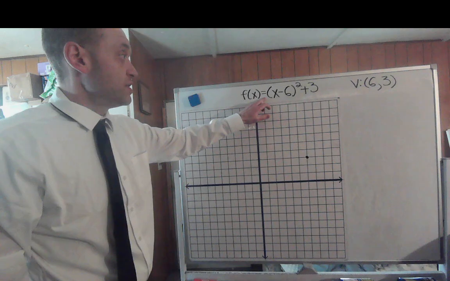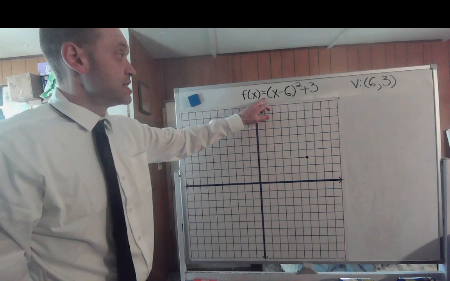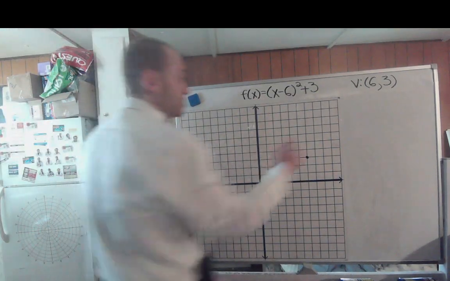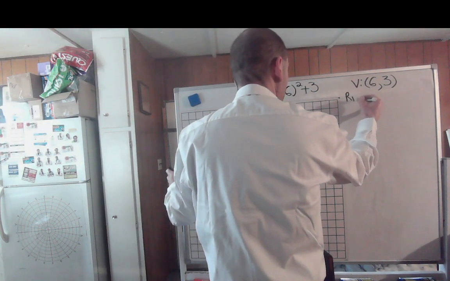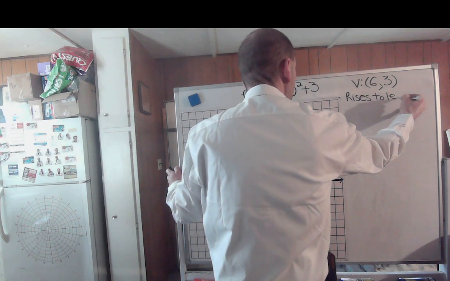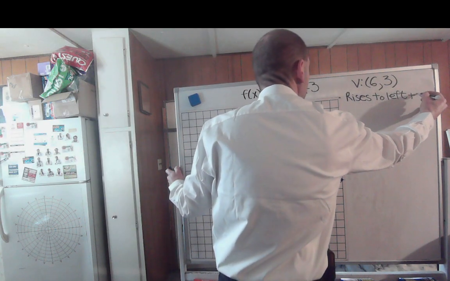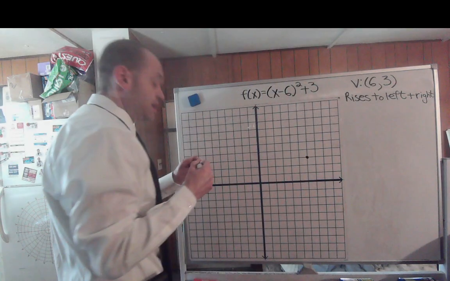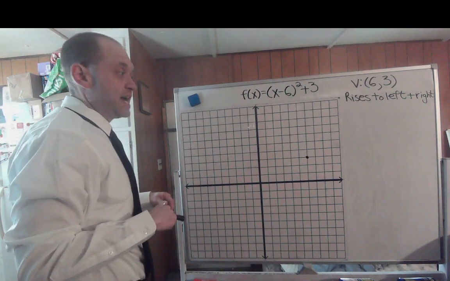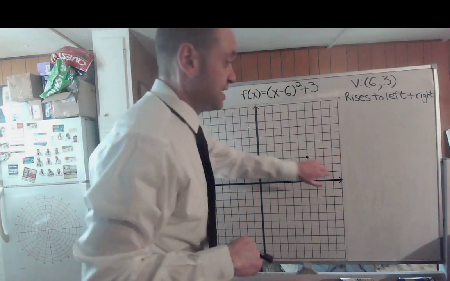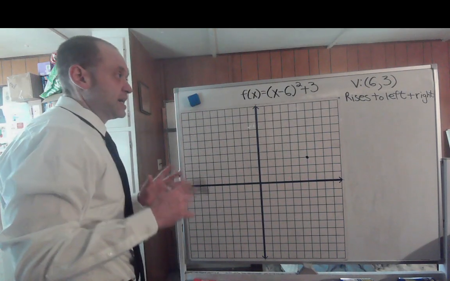Now, let's look at that coefficient. That coefficient, of course, is going to end up being a positive 1, so it's going to rise to the left and right, which should start becoming plain to see. You're not going to have any x-intercepts because it keeps rising. This is actually not going to intercept the x-axis.